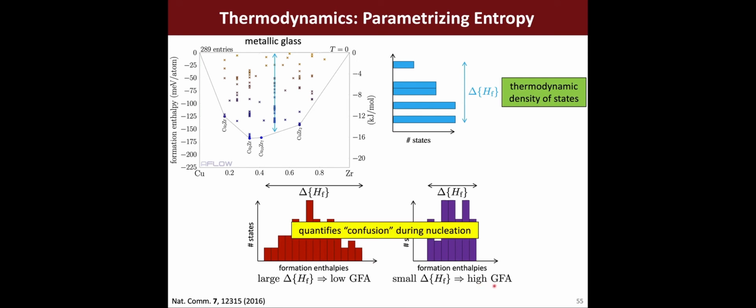What is the idea here? The idea here is that if we have a lot of structures that are very different, but they're very similar in energy, then there's a lot of confusion in the system as it's nucleating. So as the system is trying to form a solid, it needs to decide, am I going to go to this structure, which structure do I pick? And if they're all very similar energetically, there's a lot of confusion.